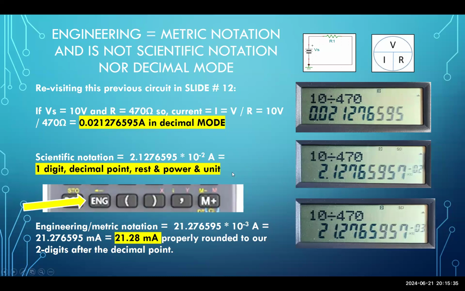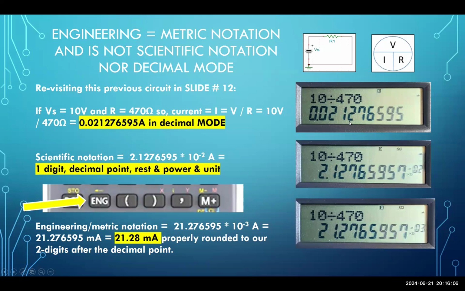Back in middle school, you learned about scientific notation, which is given as one digit followed by a decimal point, followed by the rest of the digits, followed by 10 to the power of something. So 10 volts divided by 470 ohms is given as 2.1276595 times 10 to the negative 2 amps, which is shown here on the display. So I've got decimal calculated, and I've got this display shown in scientific notation. Both of these are useless to us.